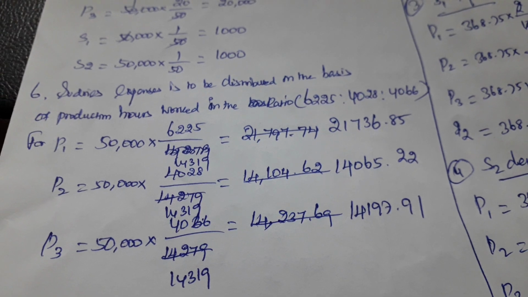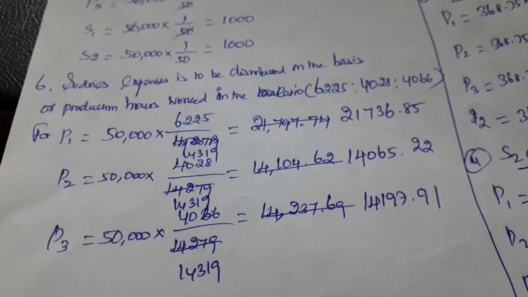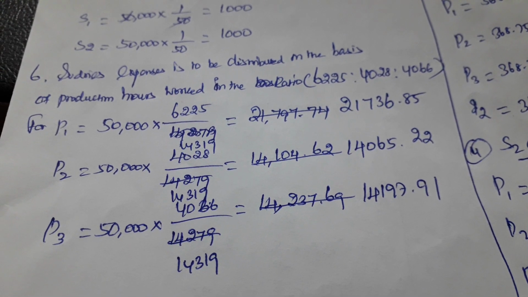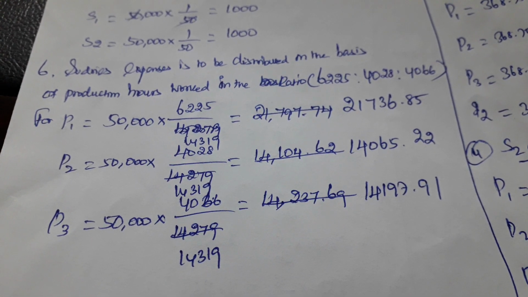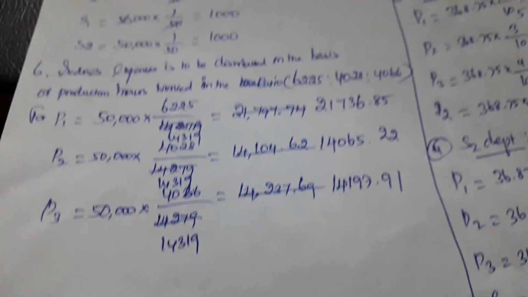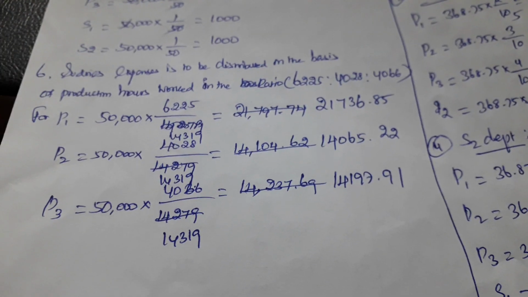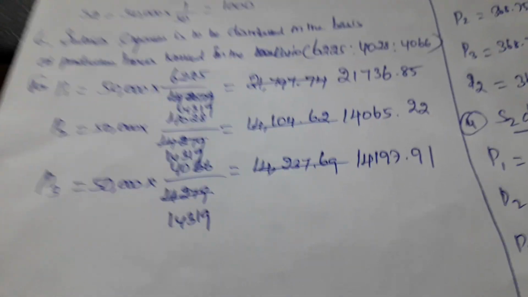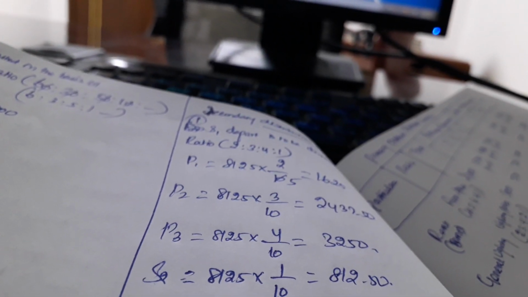Sundries expenses are to be distributed on the basis of production hours worked in the ratio 6,225:4,028:4,066. If we solve this multiplication, we can get the value for production departments as well as service departments.